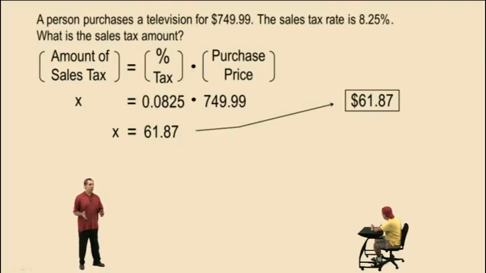Now, generally, when you perform these calculations, you get a long string of decimals from your calculator. But because we're talking about dollar amounts, we always round to the nearest hundredth. Don't forget. Here's another problem.